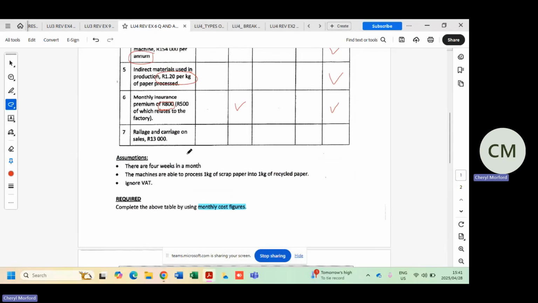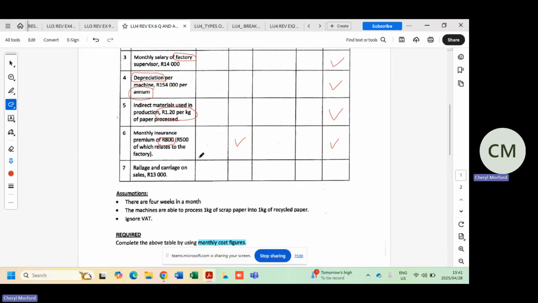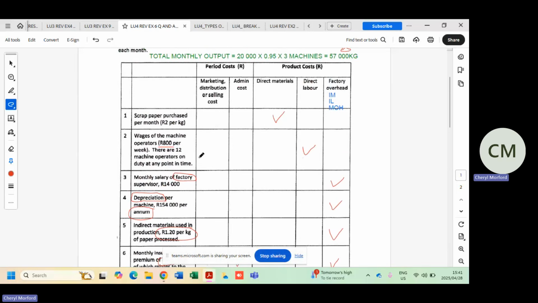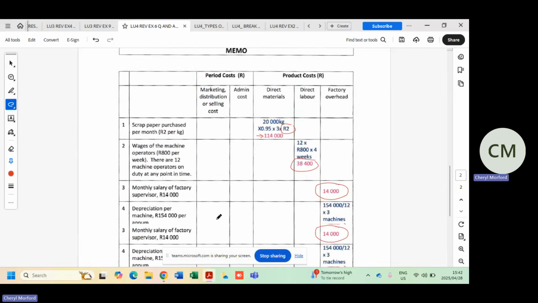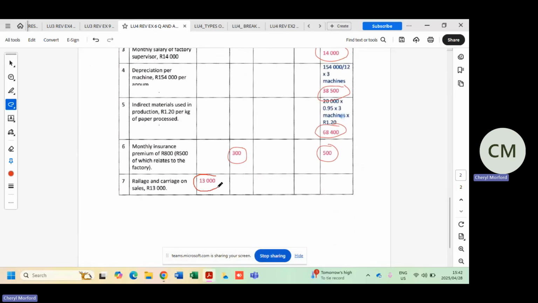Then last one, railage and carriage on sales. It's a flat rate, so we don't need to do any calculation here. And it's on sales, so this is to get the product to the customer. Therefore, it's going to be a marketing, distribution, or selling cost, which forms part of the period cost. So we will simply put that 13,000 in the column. You may also be asked to find the totals, in which case you will just vertically sum down each of the columns.